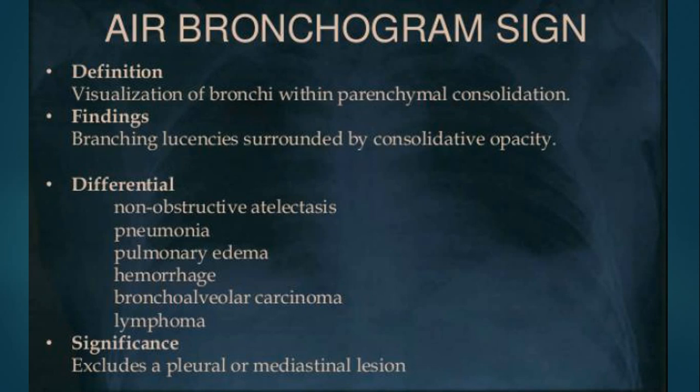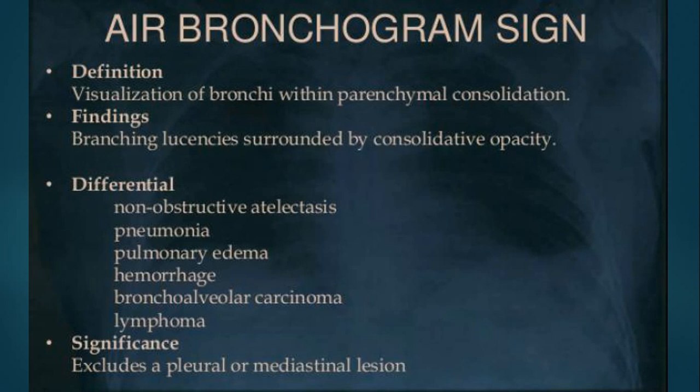Now, what about the air bronchogram? What do you mean by air bronchogram? It is a sign which is defined as visualization of a bronchus within parenchymal consolidation. So you must have a consolidation in order to see a bronchogram. You cannot see a bronchogram without consolidation. Okay? So we will see how it appears.